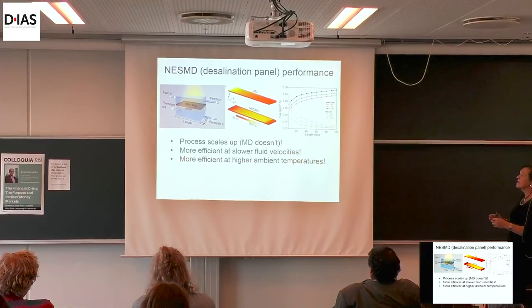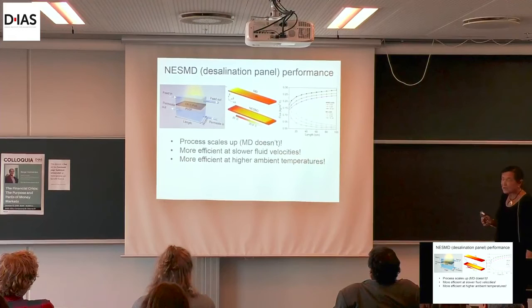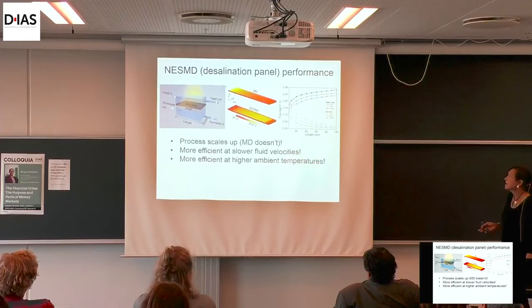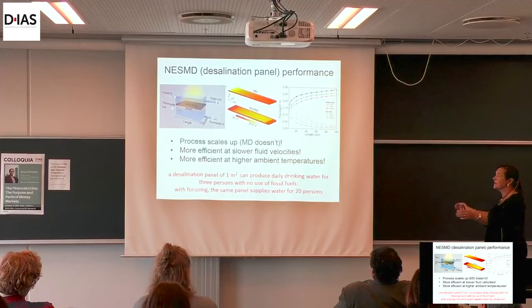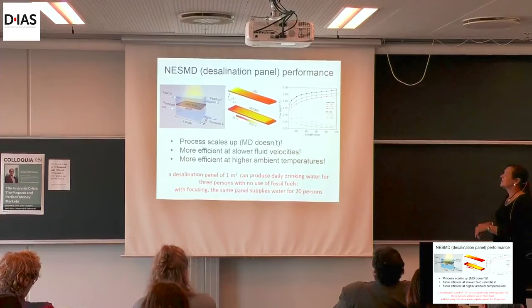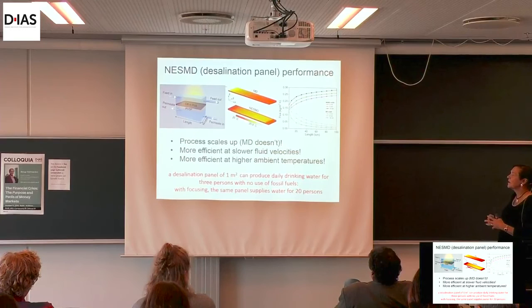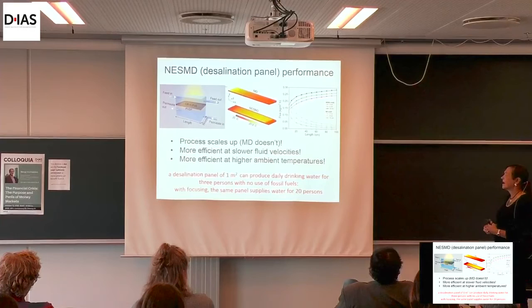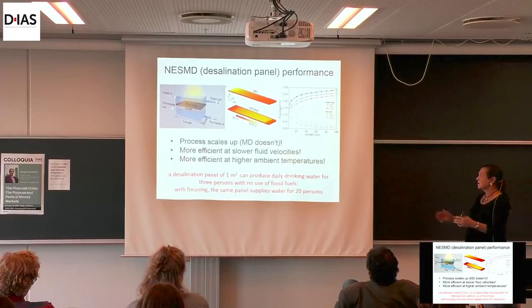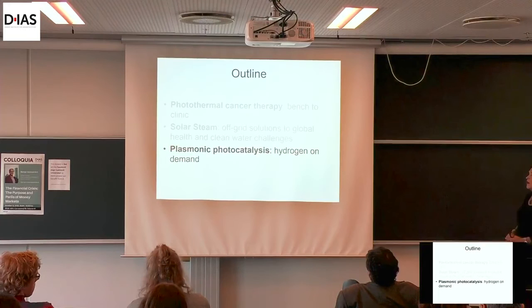And the water doesn't have to flow particularly fast. If you slow down the water, then you have a full conversion. And if the system heats up, you actually have a greater distillate flow. So for the little example that I showed you, if we scale this up to 1 meter by 1 meter, then a 1 square meter desalination panel, not a solar panel, but a solar desalination panel, could produce daily drinking water for 3 persons without the use of fossil fuel. And with focusing, which is also a very interesting aspect of the system, because it turns out that this system has a built-in nonlinearity, I'm not going to talk about that, but you actually could scale up to daily drinking water for as many as 20 people in a 1 meter by 1 meter solar desalination off-grid unit.